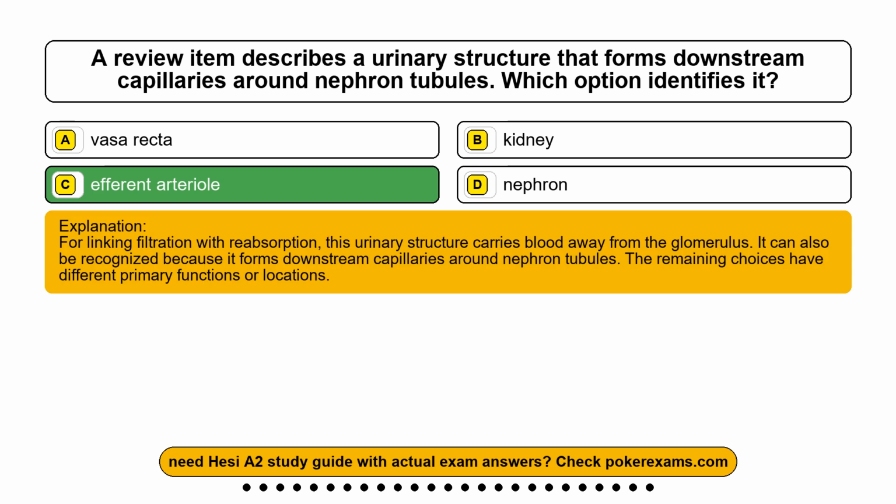For linking filtration with reabsorption, this urinary structure carries blood away from the glomerulus. It can also be recognized because it forms downstream capillaries around nephron tubules. The remaining choices have different primary functions or locations.